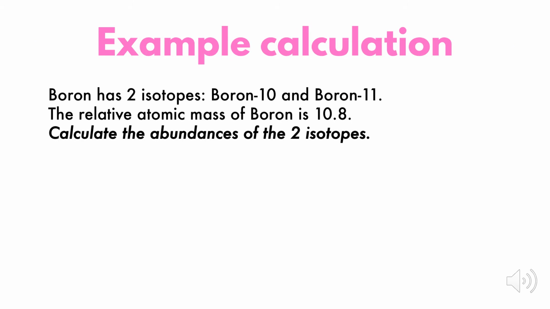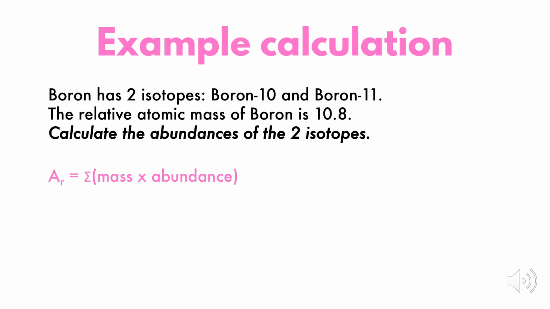The example calculation we're going to look at first is asking us to calculate the abundance of the two isotopes of boron. So boron has two isotopes, boron 10 and boron 11. The relative atomic mass of boron is 10.8. And if we want the abundances of the two isotopes, remember we're going to use this equation. If we take a look at this, we can see that we actually have a fair bit of the information we need already. We have the relative atomic mass of 10.8, and we have the mass of each of the isotopes, boron 10 and boron 11. What we don't have is the abundance of each. That makes sense because that's what we're trying to calculate.